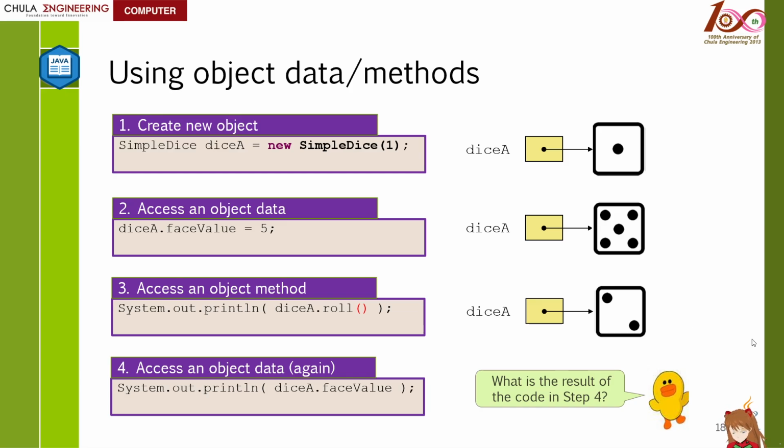Alright, before we can carry on, I want to correct my mistake. In the last video, I said diceA.faceValue here returns 5, right? But that's wrong, because diceA.roll here will give us a different face value, which we don't know. So diceA.faceValue on the next line will give an unknown value, depending on whether this roll gives us 1 or 2 or 3 or 4 or 5 or 6.